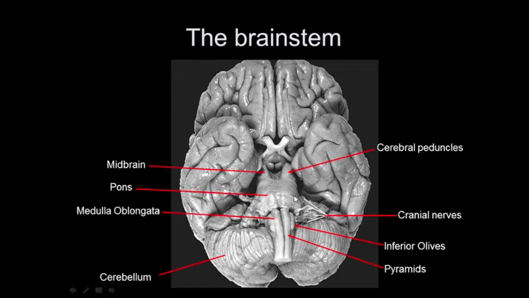And this is essentially what I told you all about. You can see the pyramids, the inferior olives. You start seeing also some additional structural details. These are the cranial nerves. We are not going to go into the detail for now. And then the pons, midbrain, and you can see the cerebral peduncles. Yes, I think I covered everything. And of course, behind the brainstem, you find the cerebellum.